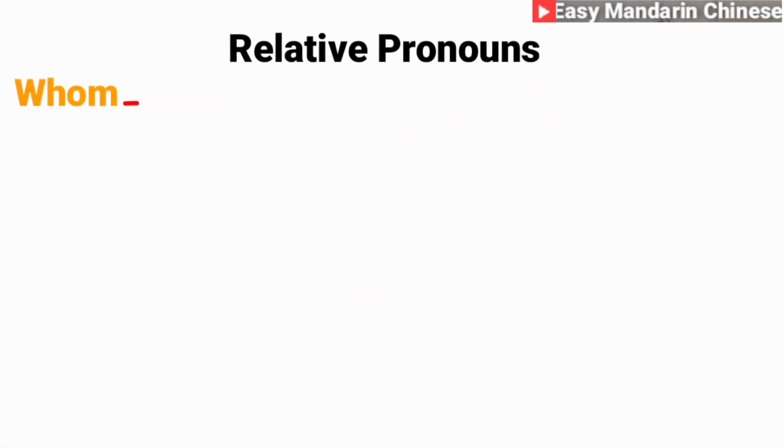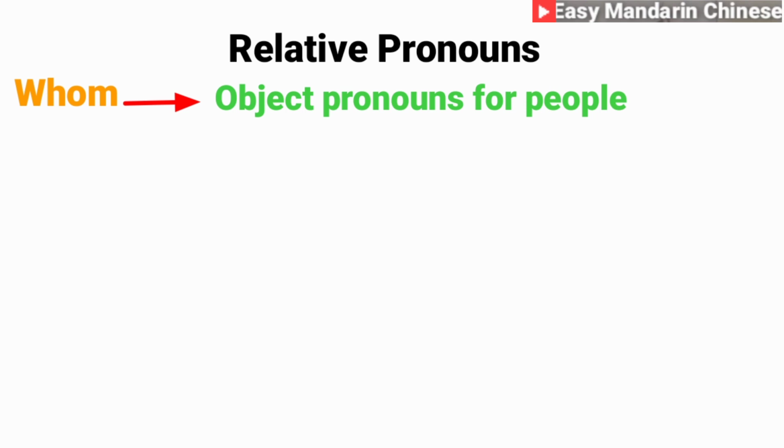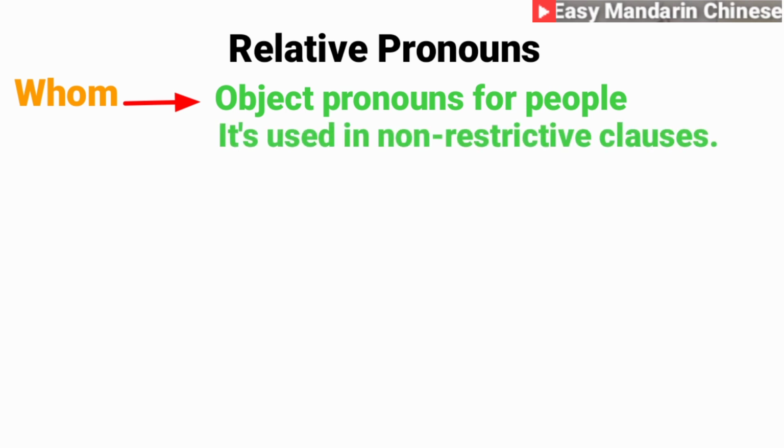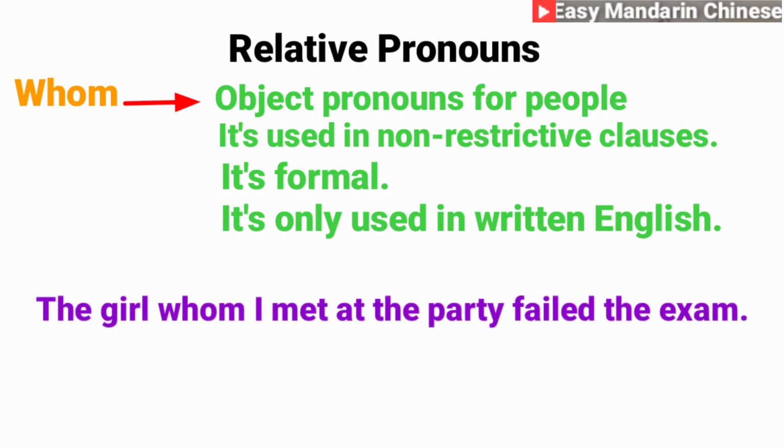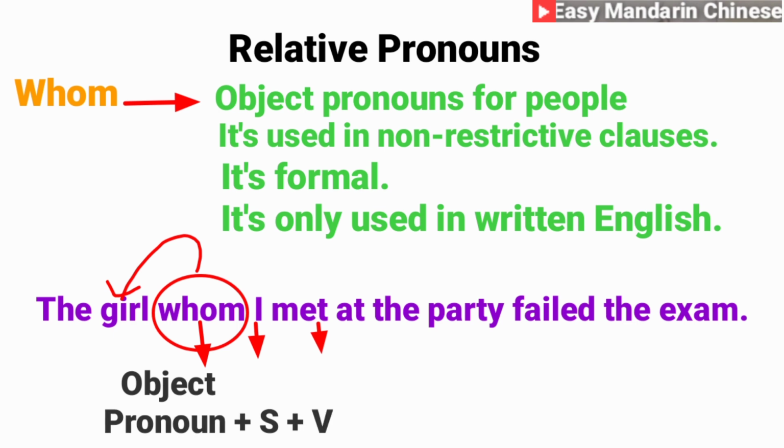Whom is used for object pronouns for people, especially in non-restrictive clauses. In restrictive clauses, we use who. Whom is more formal, and it's only used in written English. The girl whom I met at the party failed the exam. Whom refers to the girl, which is the object of this sentence. So here we have whom, which is the object pronoun, plus subject plus verb.